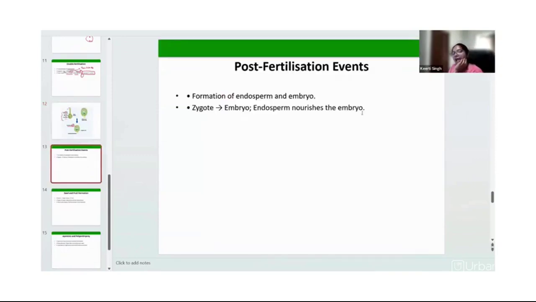Okay, and after fertilization, of course, this zygote will be formed. See, this zygote is nothing but the embryo, and this endosperm will nourish what? The developing embryo.